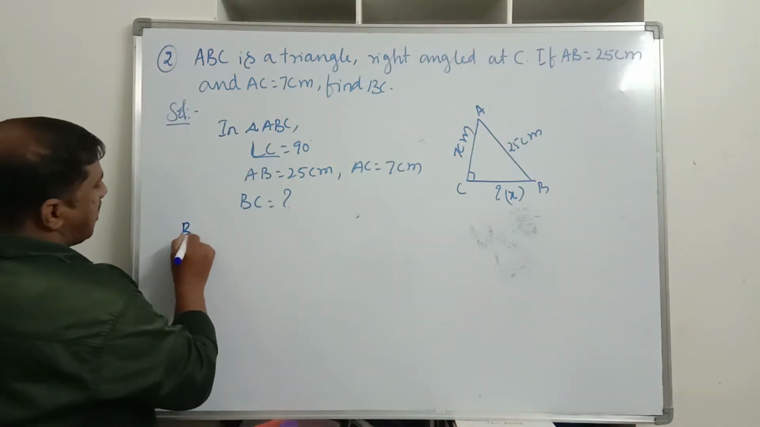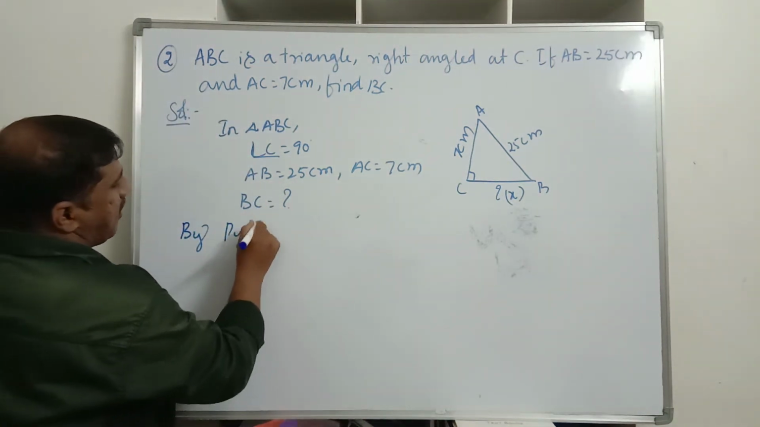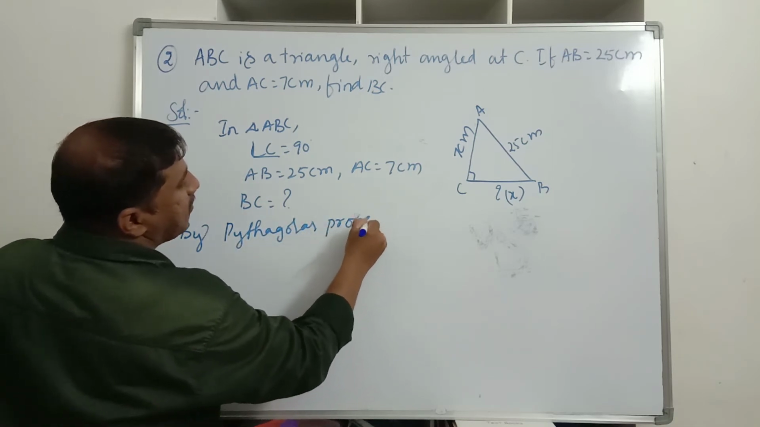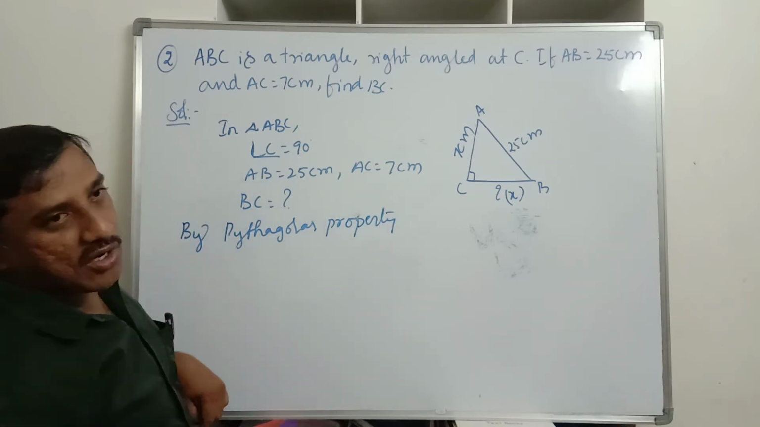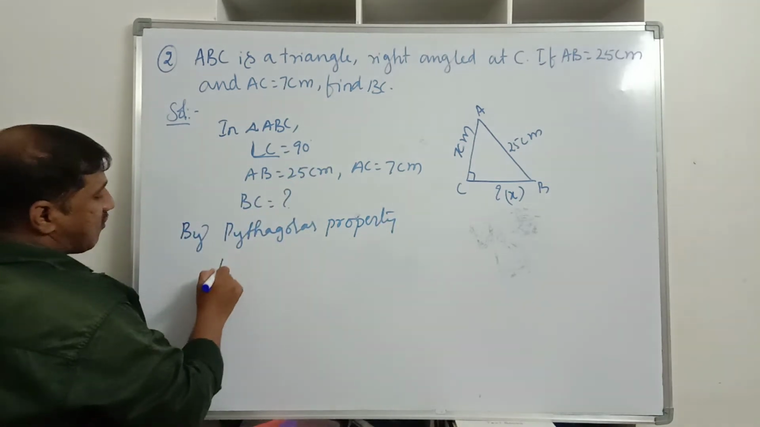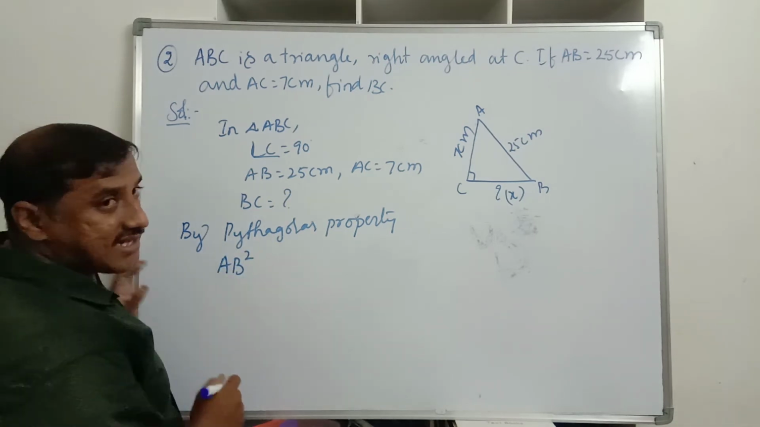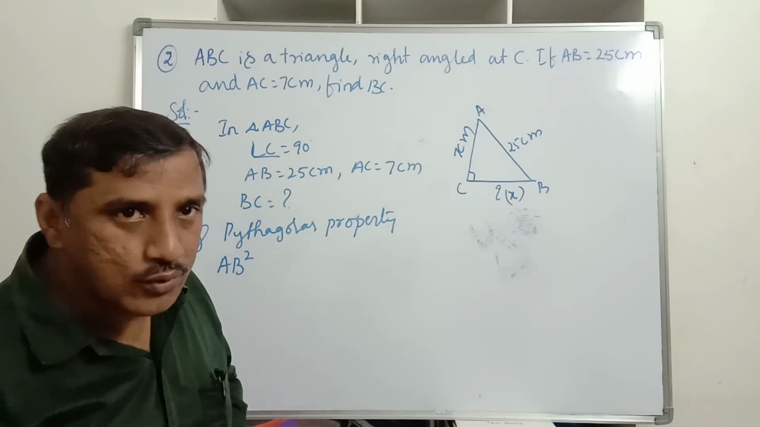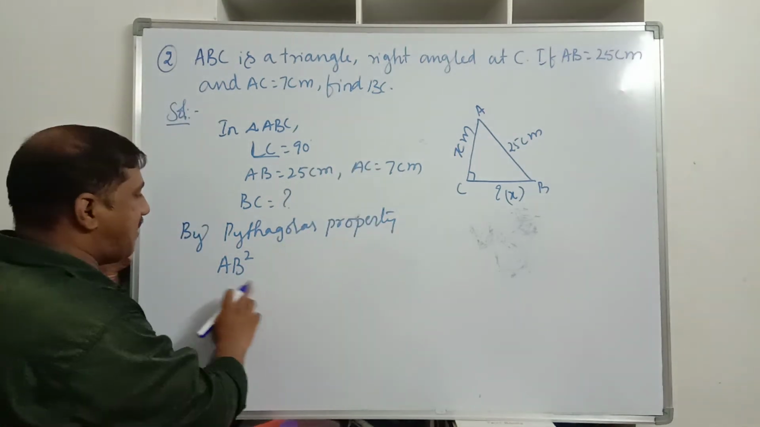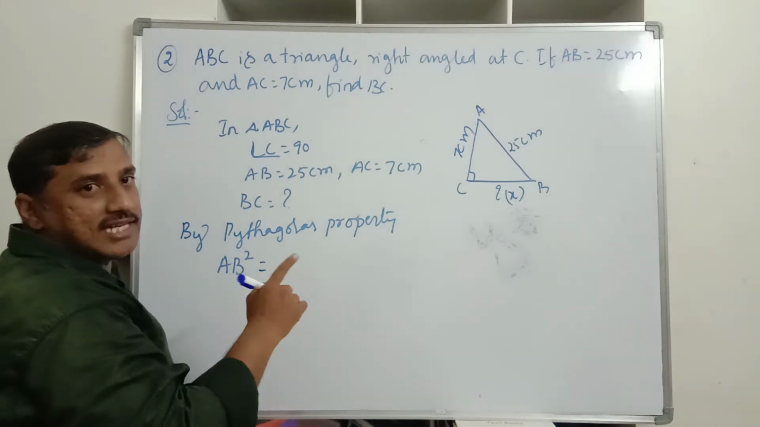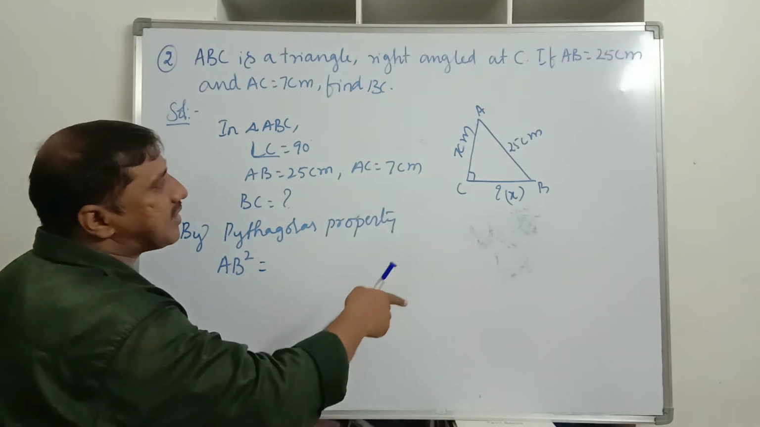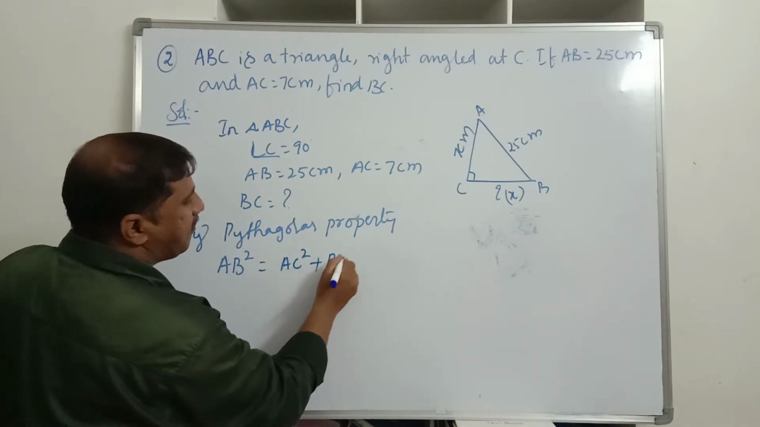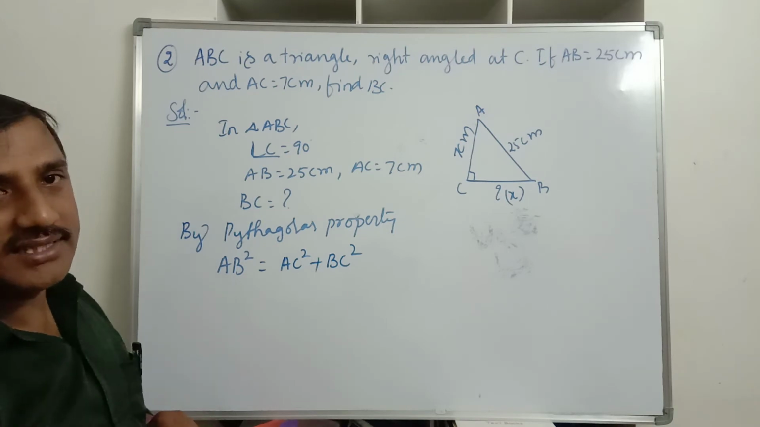How do we find the other perpendicular side using that property? Now, by Pythagoras property, the Pythagoras property states that the square of the hypotenuse is equal to the sum of the squares of the other two sides. Here the hypotenuse is AB, so AB square is equal to the sum of the squares of the other two sides. What are the other two sides? BC and AC. That is AC square plus BC square.